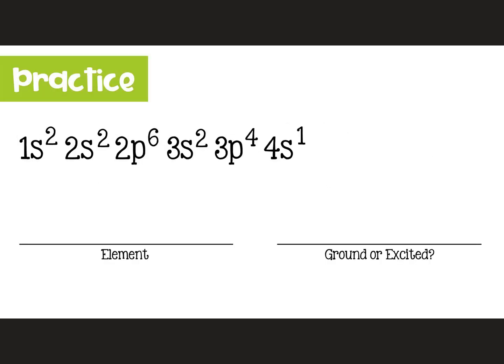Here is another electron configuration: 1s2, 2s2, 2p6, 3s2, 3p4, 4s1. Notice how there is 2 plus 2 is 4, plus 6 is 10, plus 2 is 12, plus 4 is 16, plus 1 is 17. So 17 electrons, which corresponds to atomic number 17, or chlorine.